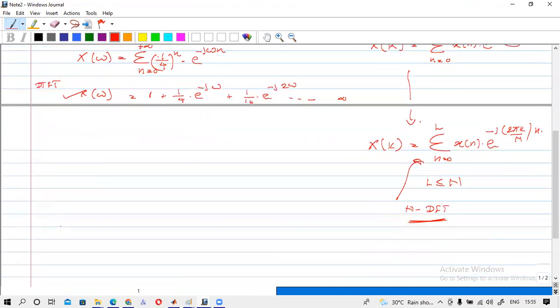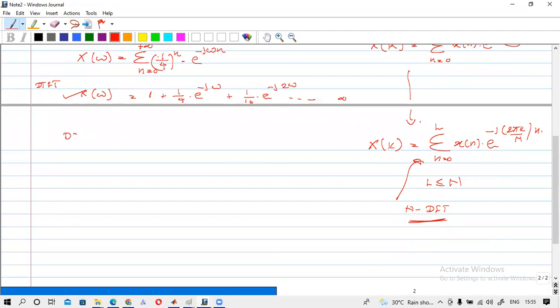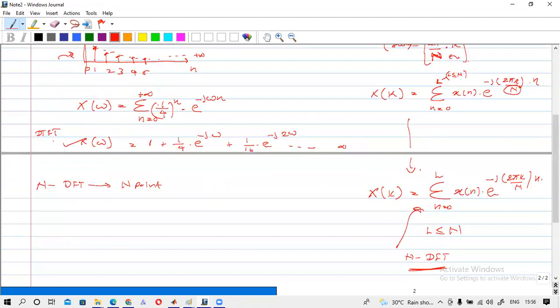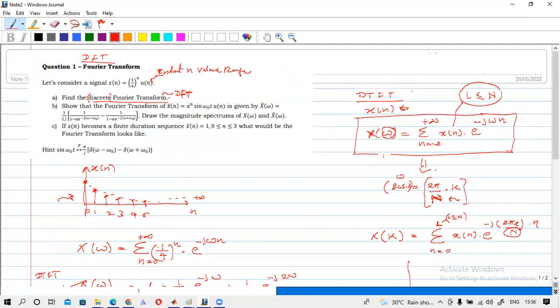So how to find the DFT? Can anyone tell me? To find the DFT, you have to consider finite points, some N points. So actually this should be the N-point DFT. I'm not sure here, because sometimes the N-point DFT is not mentioned. Sometimes maybe he expects the DTFT.